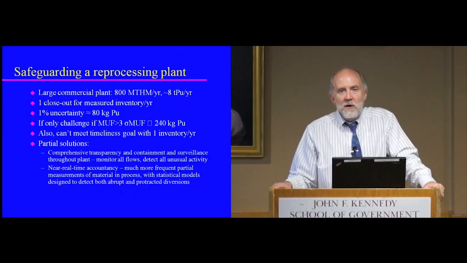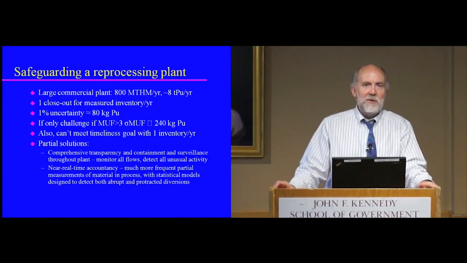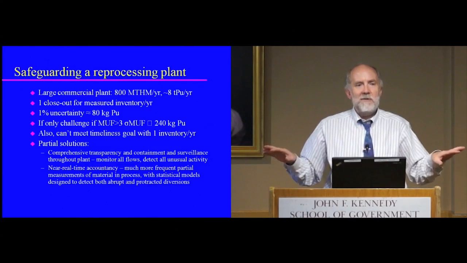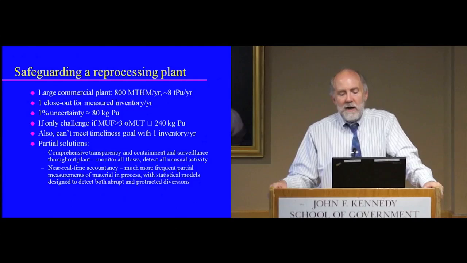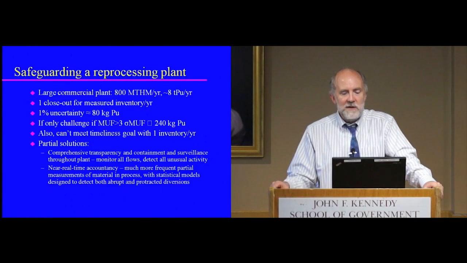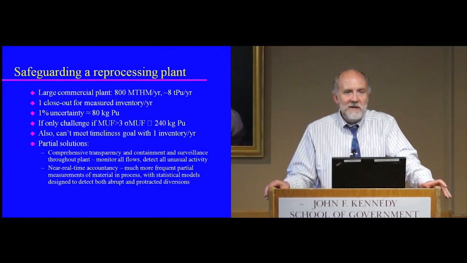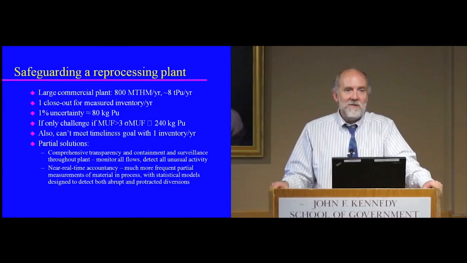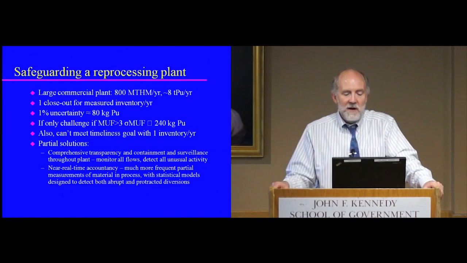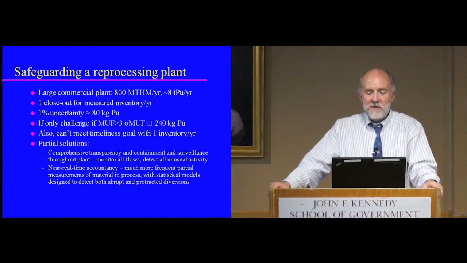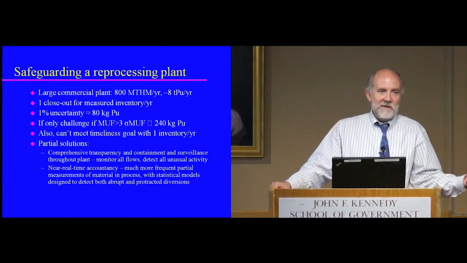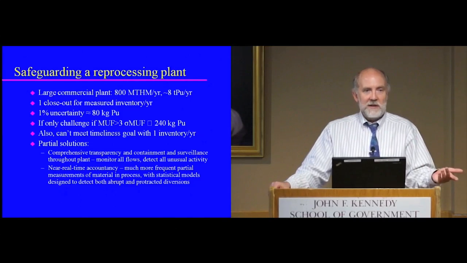Usually at a typical plant, they might do one complete closeout a year where they clean out all the material and all the pipes and everything, with about a 1% uncertainty in those measurements. But that 1% uncertainty, if you're doing 8 tons of plutonium a year, is 80 kilograms of plutonium. That's 10 significant quantities. So that's a problem. Particularly if you're only challenging it at 3 standard deviations, that would be 240 kilograms of plutonium. Also, you can't meet a 1-month timeliness goal, obviously, if you only have a closeout once every year.